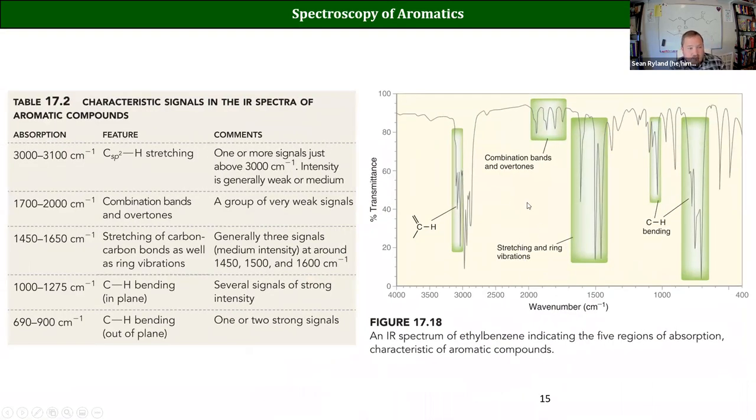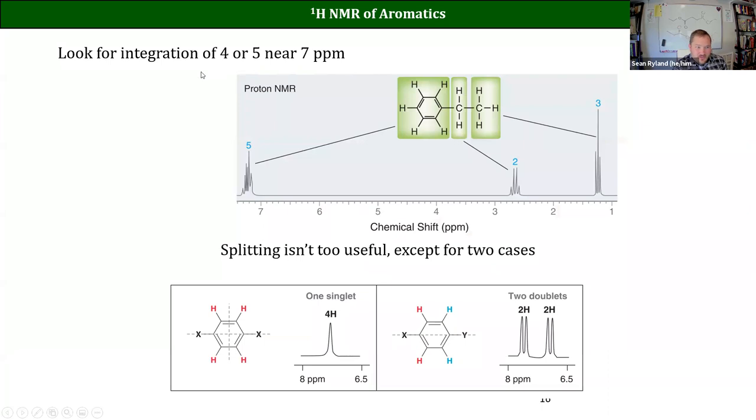So this would be for ethyl benzene. So this is not a terribly complicated looking aromatic, which is why we don't need to worry about things like the overtones, which a lot of times get lost in carbonyl peaks. If you have a carbonyl compound, it's going to be right in here as well. And that can make it harder to see these. But this is the one that's really, really easy to see.